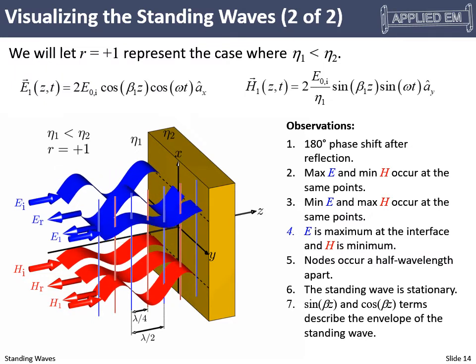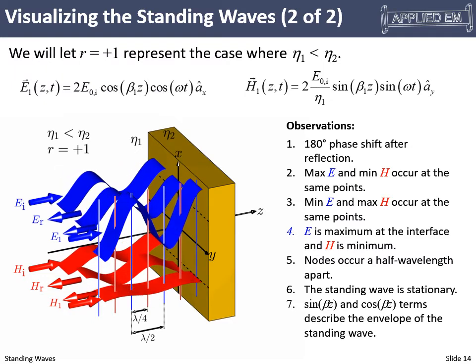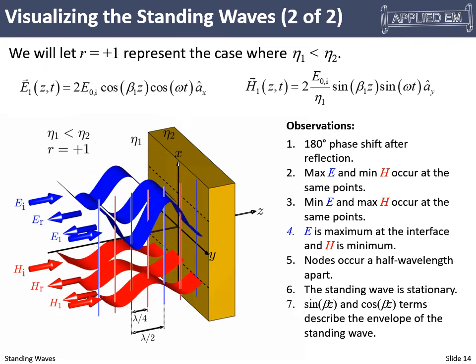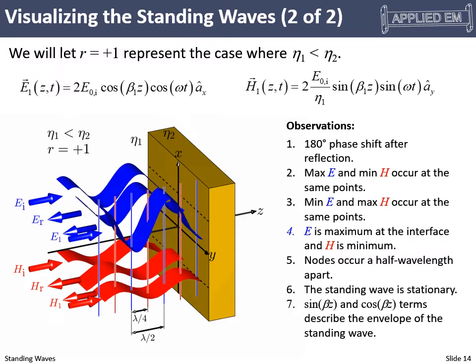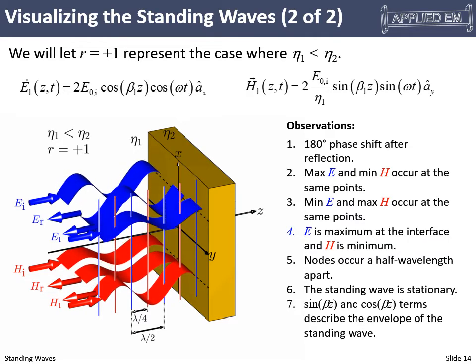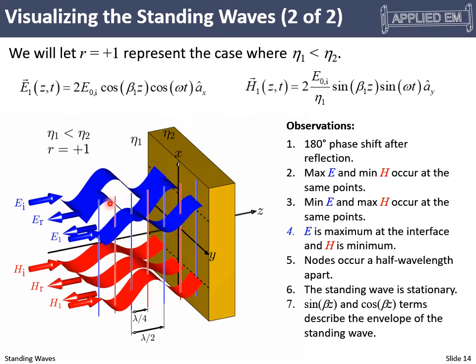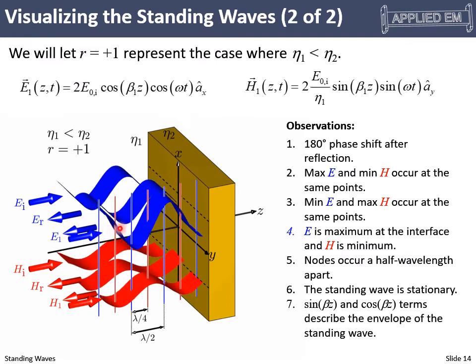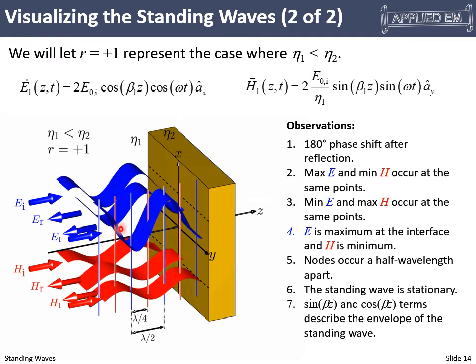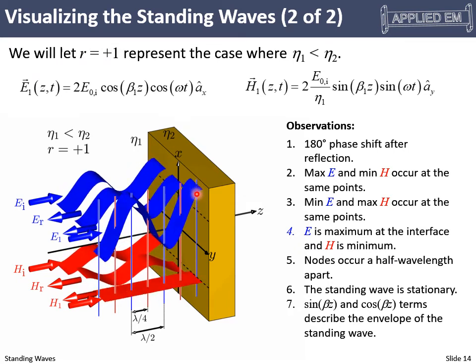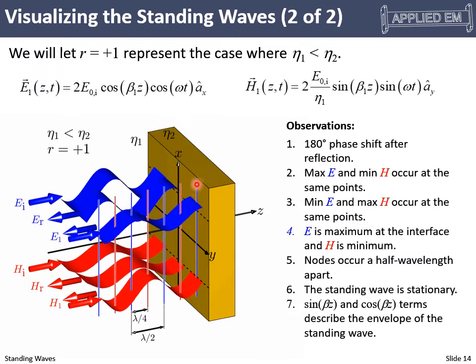Now this is the next case where we had our reflection coefficient being positive 1. Almost all of the same conclusions can be made here. Let me point out some important differences. We're still looking at the applied electric field, the reflected electric field, and then we're adding both for the electric fields. Notice now, at the interface, the electric field has its maximum swing.